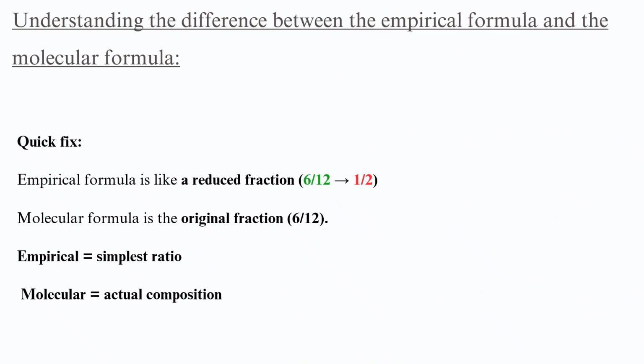Before diving deeper into empirical formula and molecular formula based questions, let us first understand the difference between the two. Let us take an example of a fraction in order to understand the meaning of these two formulas. Here I have a fraction, 6 upon 12. If I reduce it to the simplest ratio, I will get the answer as what? 1 upon 2. So this simplest ratio resembles the empirical formula, whereas the exact fraction resembles the molecular formula.